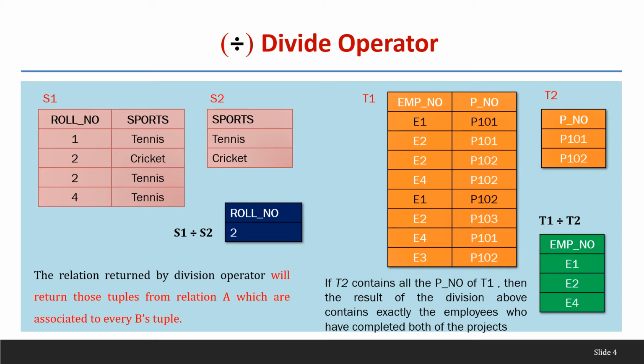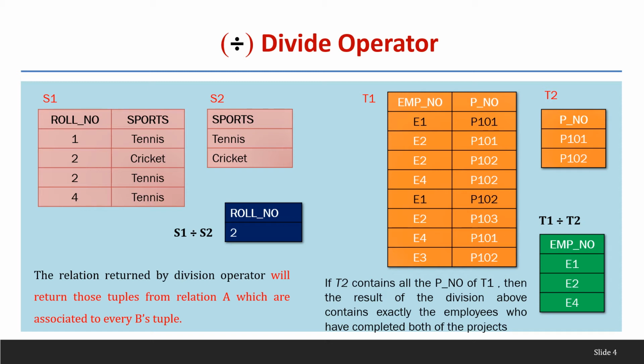Okay, fine. Now let us look into another example. Here we have two relations named T1 and T2. T1 consists of two attributes, employee number and P number. T2 consists of an attribute called P number. So the first step is to check whether we can perform this division operator. The second relation consists of attributes which are a proper subset of the first relation, so we can perform this division operation.